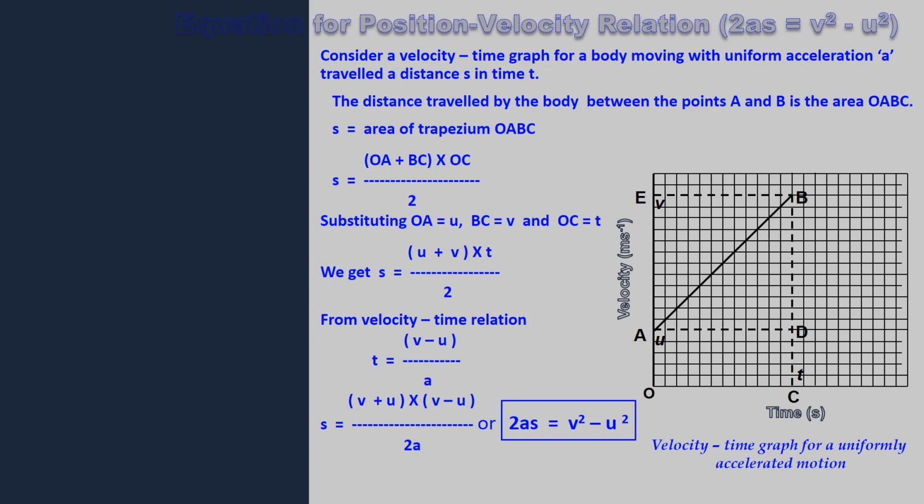We know that v square minus u square is equal to v plus u into v minus u. So substituting that, we get 2as is equal to v square minus u square, which is the third equation of motion.